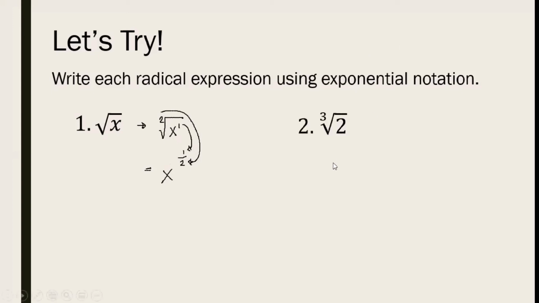Let's try another one. Cube root of 2. We know that the exponent of 2 here is 1. So therefore, if we rewrite this expression into an exponential expression, this will result into 2 raised to 1/3. This is your final answer.